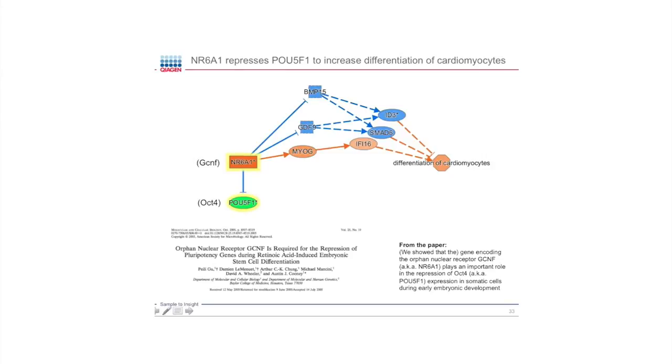And so, again, for the scoring, we put in differentiation of cardiomyocytes as an endpoint. So how do any of the regulators have to do with that? This is the connection that GCNF, or NR6A1, has with differentiation of cardiomyocytes. It works through these other potential molecules to drive differentiation. So it's a hypothesis for how this regulator might lead to differentiation.